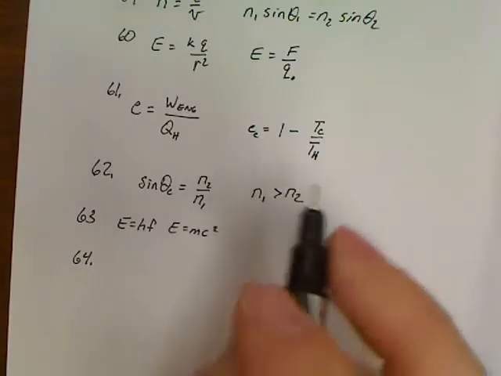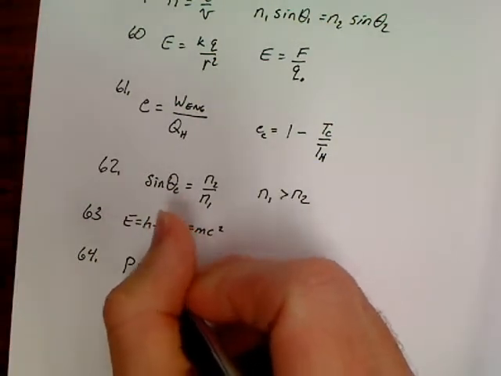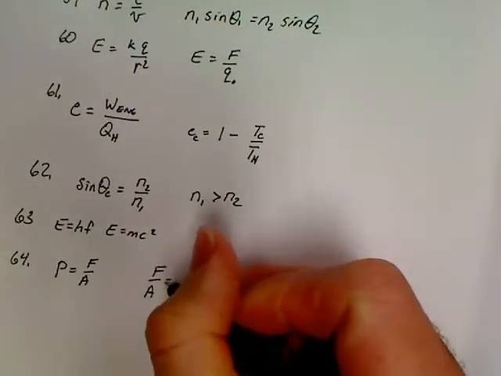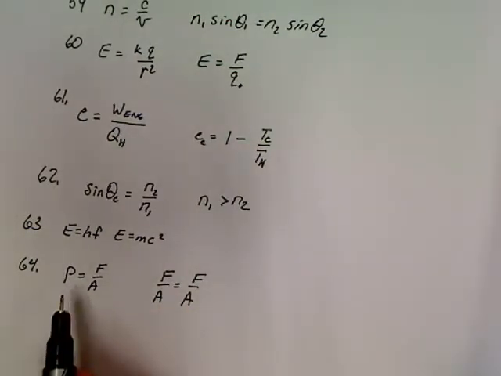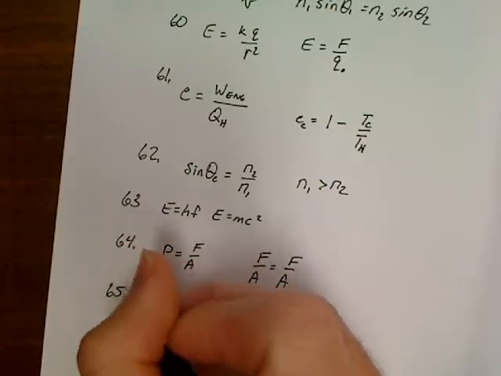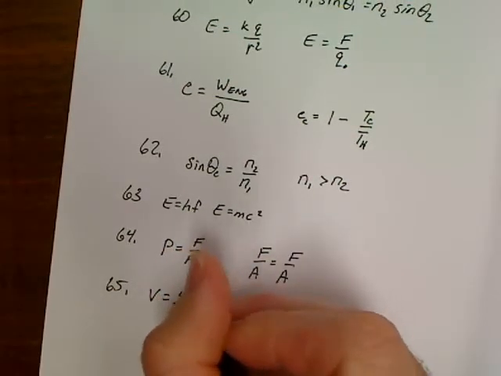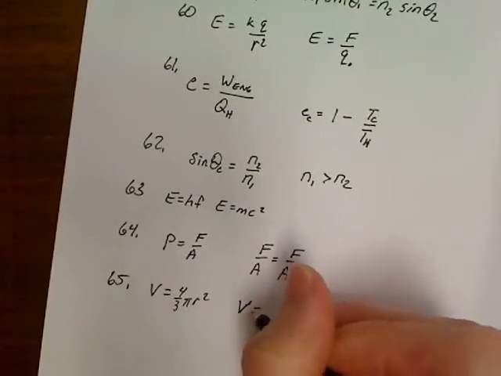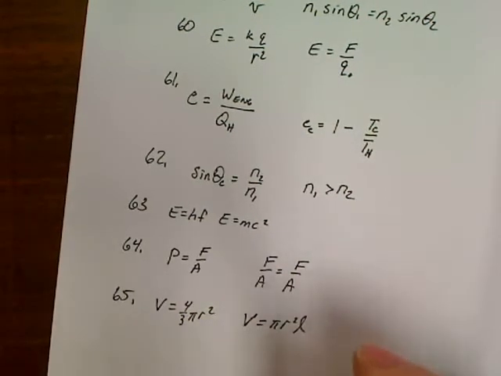64, pressure equation and the cylinder equation. Pressure is equal to F over A, and the equation for a cylinder is F over A equals F over A, because pressure should be equal, therefore constant, in a cylinder. 65, volume of the sphere. Volume is equal to 4/3 pi r cubed. A cylinder, volume is equal to pi r squared, area, times how long the cylinder is.